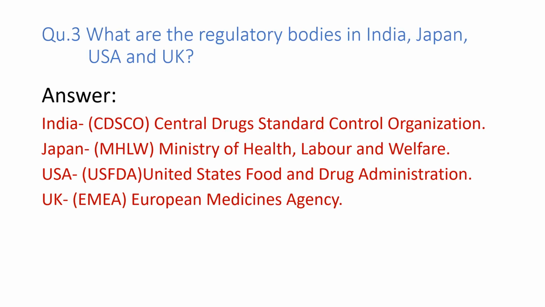Question number 3. What are the regulatory bodies in India, Japan, USA and UK? In India, the regulatory body is CDSCO. We all know that CDSCO is the Central Drugs Standard Control Organization. It's a regulatory body in India. In Japan, it is MHLW, the Ministry of Health, Labor and Welfare. So it's the regulatory body of Japan.